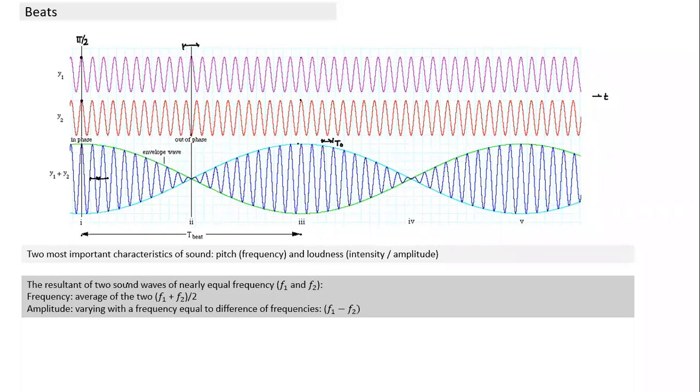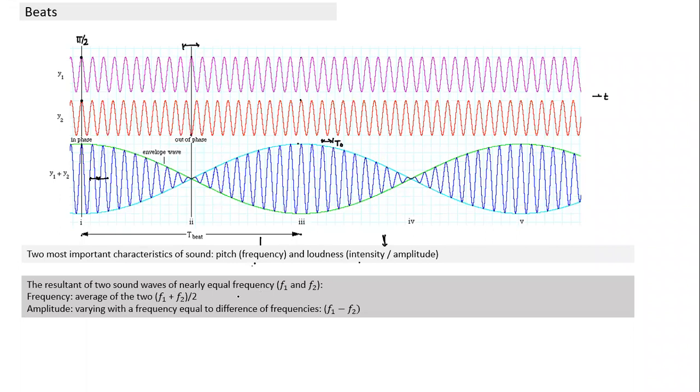When we have the resultant of two sound waves of nearly equal frequency, f1 and f2, what frequency will we observe and what intensity will we observe? That's the conclusion of whatever we have discussed so far. I have to define two things: what is the frequency of oscillation, or pitch of the sound I'll hear, and what is the loudness of the sound I'll hear. The frequency will be the average of the two frequencies, (f1 + f2)/2.